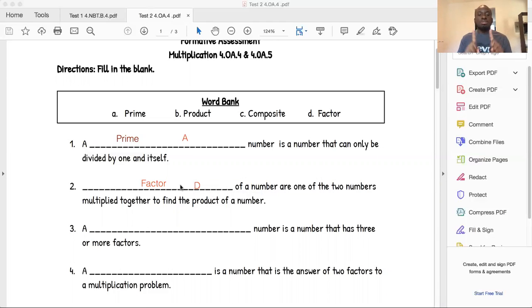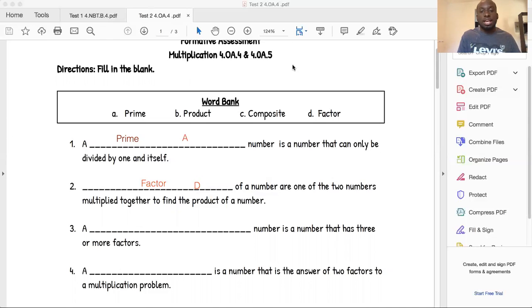A factor is 2 numbers that can be multiplied together to get a product. A product is the answer to a multiplication problem. For example, to get the number 36, a factor of 36 is 6 times 6. 2 numbers that if I multiply together will give me 36. So number 2 is D, factor.